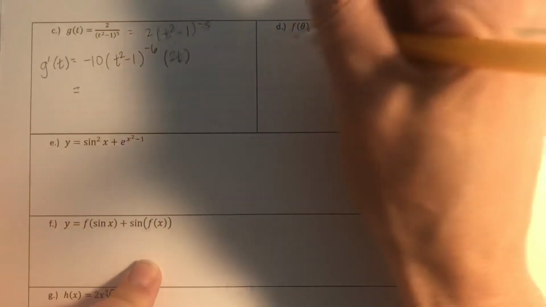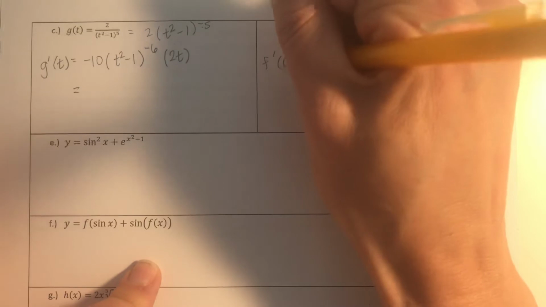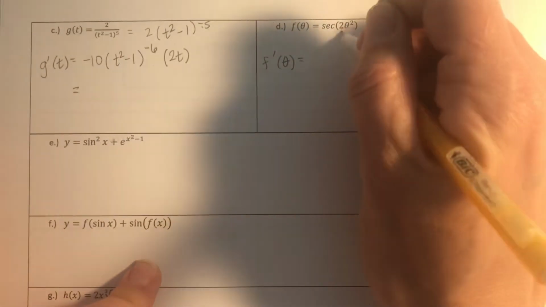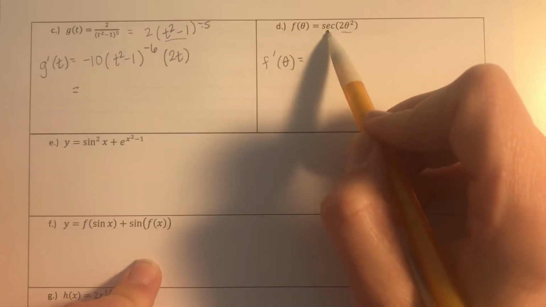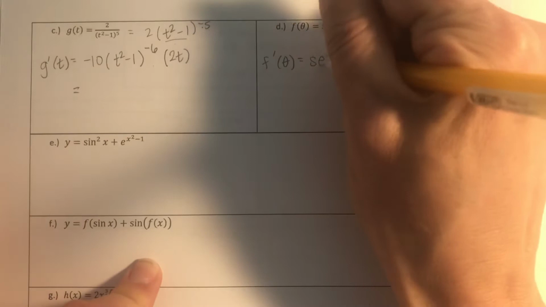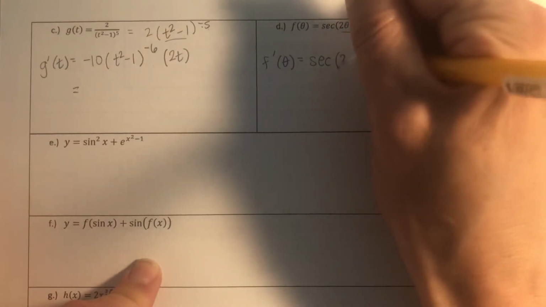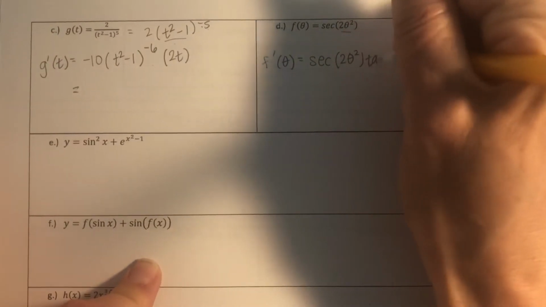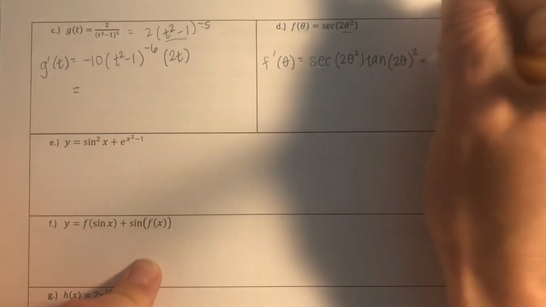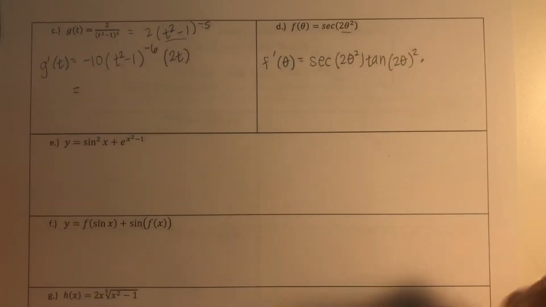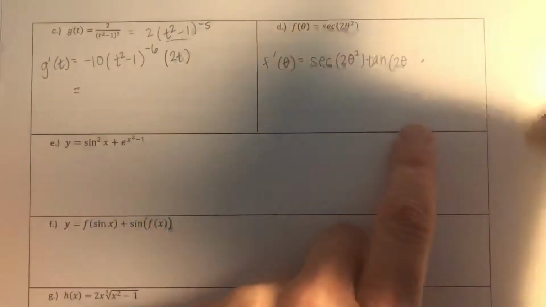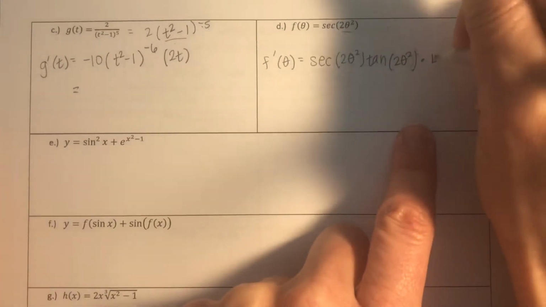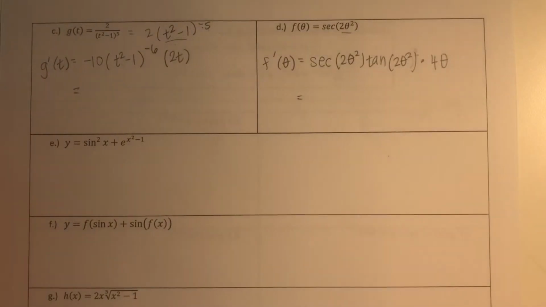For part D, we're going to go ahead and find f prime of theta. And you have an inside function, just like how we had an inside function over here. So taking the derivative of secant, the derivative of secant is going to be secant theta tangent theta, but we don't just have theta here. We have secant of 2 theta squared times tangent of 2 theta squared times the derivative of the inside function, which is going to be 4 theta. It's not too much to do to clean it up, but you can write it a little bit nicer. Put that 4 theta in the front.